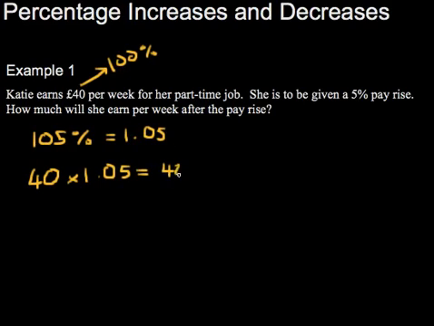But now we've got to read the question again and make sure that it makes sense from what we've written. She's given a 5% pay rise. How much will she earn? Well, she earns 42 what? You have to include the units. The answer will be £42.